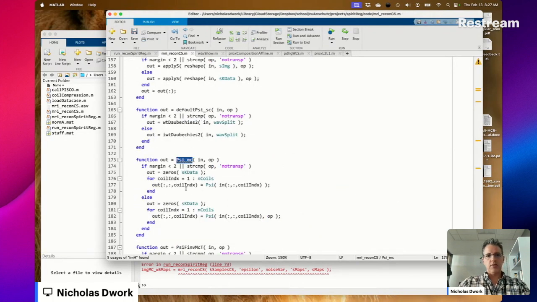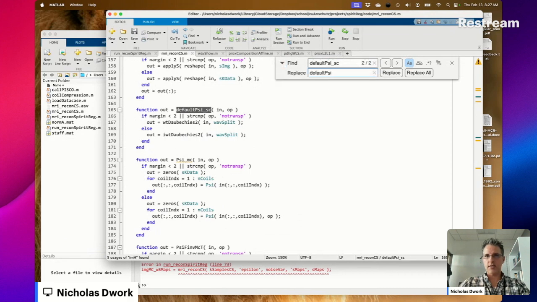So psi multicoil just calls psi on every coil. And so now I've got both psi and psi multicoil at my disposal. But default psi will be the default psi. So I don't need to call this default psi single coil anymore. I could just call it default psi, replace all.